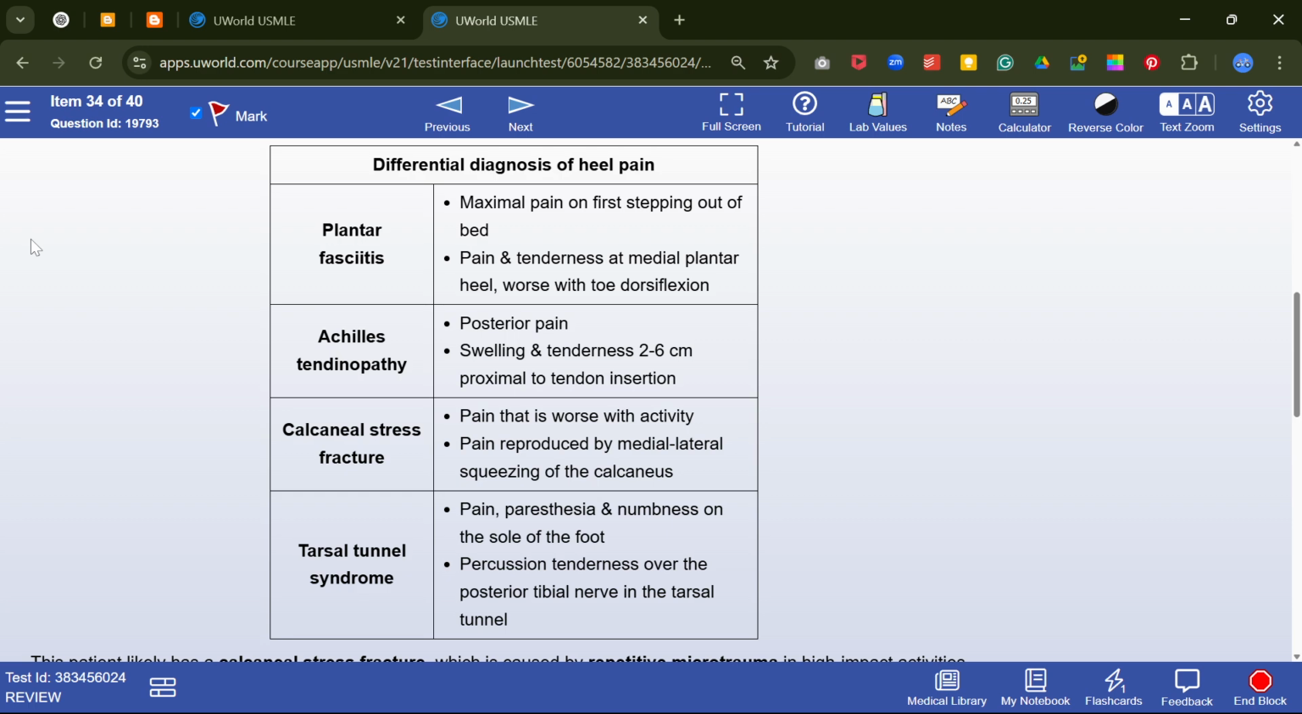And the tarsal tunnel syndrome is due to percussion tenderness over the posterior tibial nerve in the tarsal tunnel.